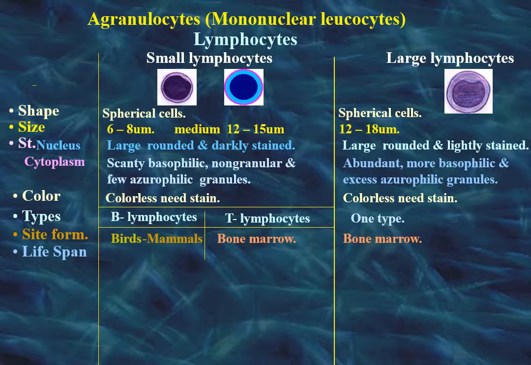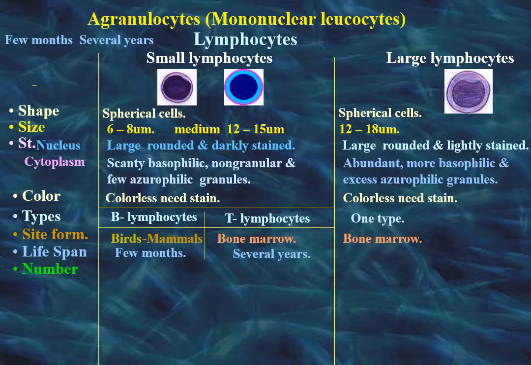Lifespan of lymphocytes ranges from a few months to several years. B lymphocytes have a short lifespan, a few months, while T lymphocytes have a very long lifespan, several years.